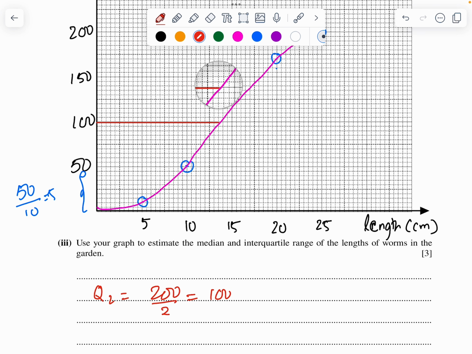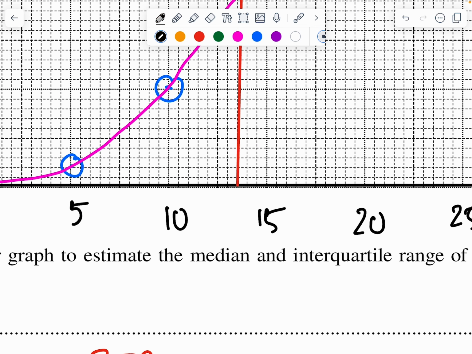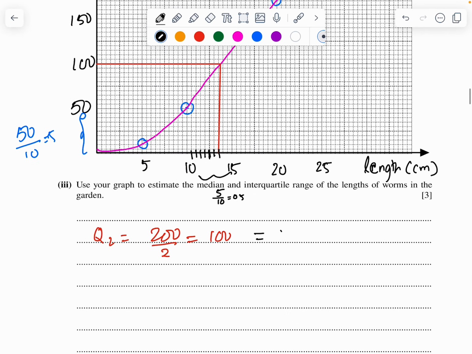Then maybe this point or this point I can take. From 100, hit the graph, then drop it down. It's going to be the median. Then it is approximately over here. This is between 10 and 15. The gap is 5 and there are 10 divisions, so each one is 0.5. So 10.5, 11, 11.5, 12, 12.5, 13, 13.5. So it is going to be 13.5.